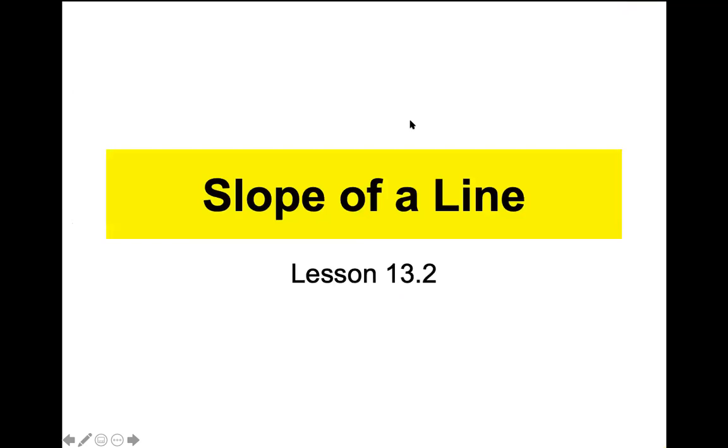Here we go. Slope of the line. Yes, this is what you learned last year in Algebra 1. Remember, I was your algebra teacher, wasn't I? Or was it Miss Kittle? I forget. It was one of us.